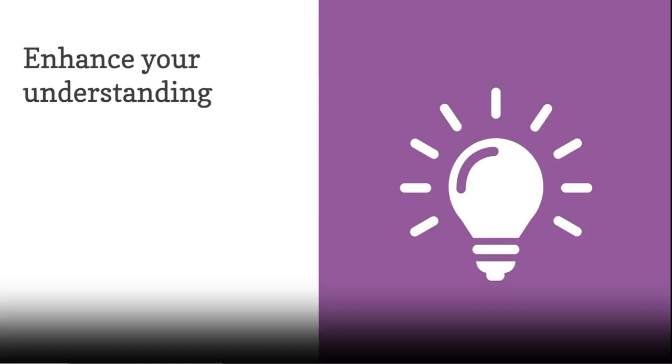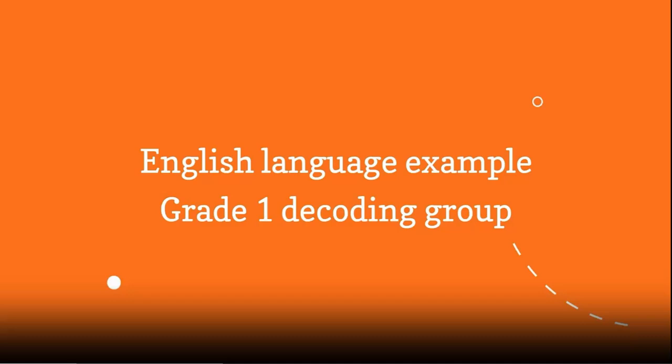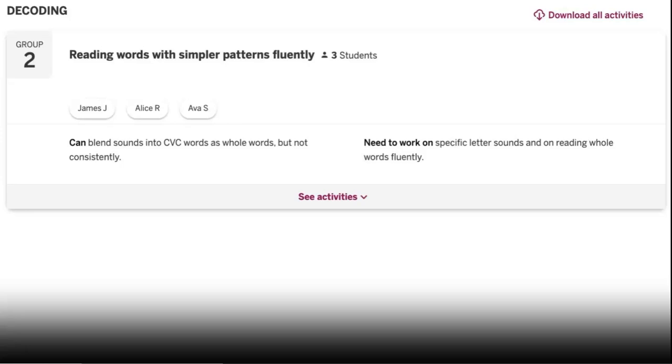Now that you know how to launch a measure for progress monitoring, let's focus on what information to consider when choosing a measure. We'll look at a few mClass with DIBELS 8th edition examples first. mClass has grouped these first grade students together for instruction based on their most recent data. The name of the group is Decoding, and their instructional focus is reading words with simpler patterns fluently.